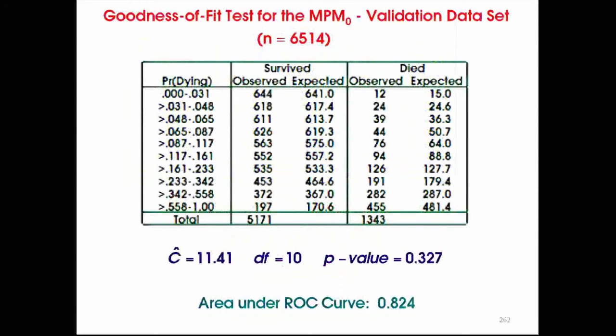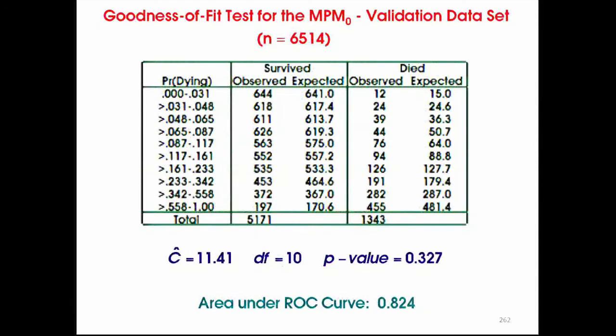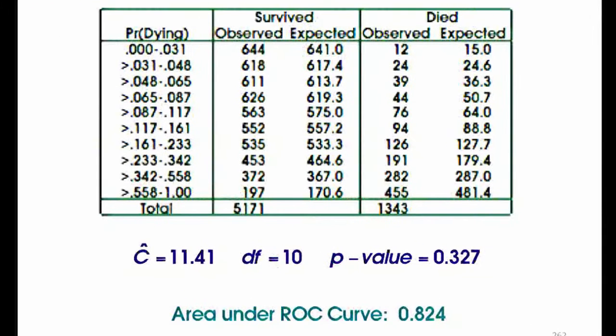Now, here's the validation data set. So remember, I set aside some portion of the patients, and then we want to see whether the model fits for those patients. And here we have those. There were 6,500 patients in the validation data set. Again, if I could do this over again, I'd probably have less than 1,000 patients in the validation data set, and I would have all the others going into developing the coefficients. But anyway, this is what I have.